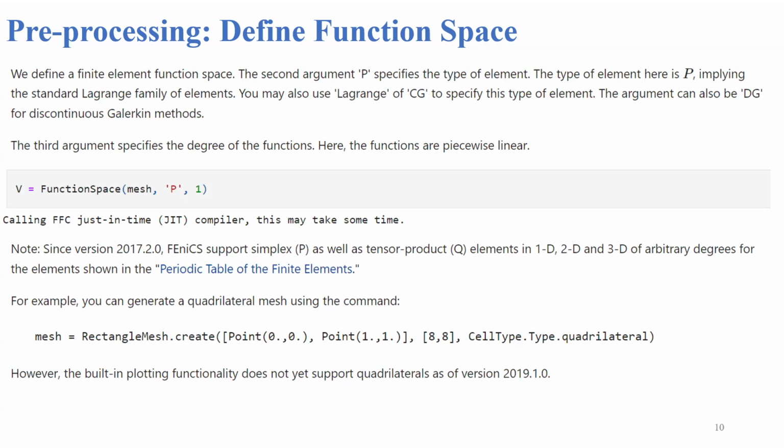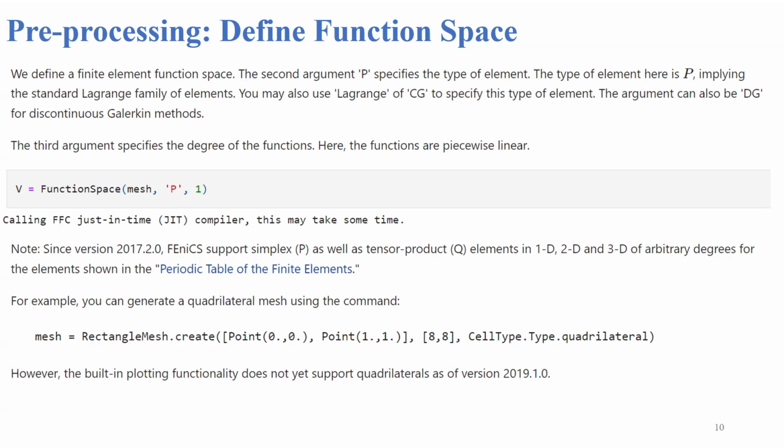Now we are still defining the function space. So we define a finite element function space. The second argument, P, specifies the type of element. The type of element here is P, implying the standard Lagrange family of elements. You may choose Lagrange or continuous Galerkin to specify the type of element.